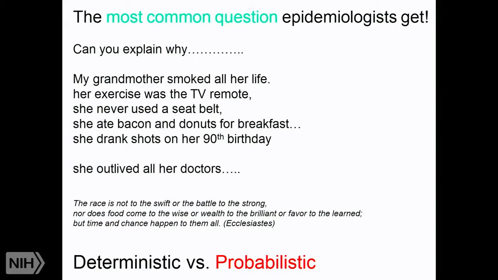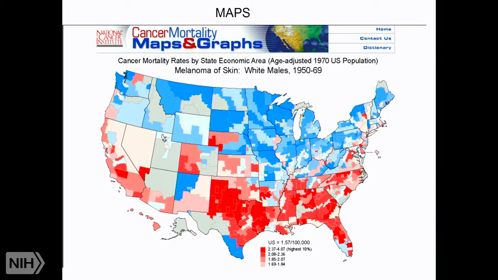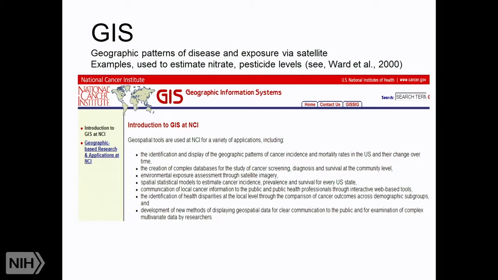Okay, I'm going to touch on a few tools that epidemiologists use that are very useful. One of them is cancer maps. And here, for example, is a map of melanoma distribution. And what does this map tell you that would be really hard to figure out in any other way? As soon as we looked at this map, what's obvious is that it has something to do with sun, because as you go south, the rates of melanoma increase. Today, more sophisticated approaches, geographic information systems based on satellite data, are used to study a wide variety of exposures, and this is increasingly common in epidemiology.